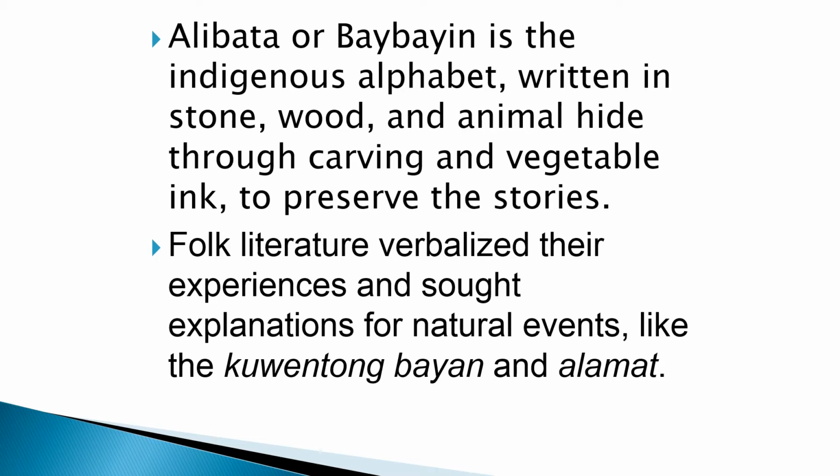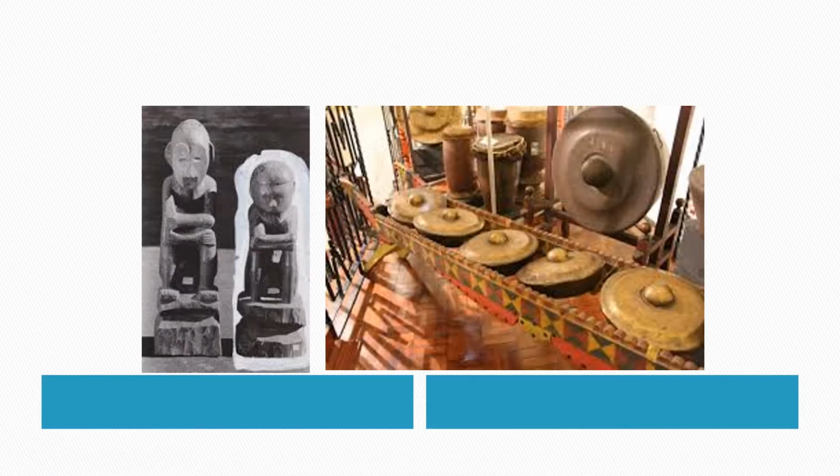The alibata or baybayin is the indigenous alphabet, written in stone, wood, and animal hide through carving and vegetable ink to preserve the stories. Folk literature verbalized their experiences and sought explanations for natural events like the Kwentong Bayan and Alamat. Here is a picture of a pre-colonial sculpture and also the kulintang and the agong.